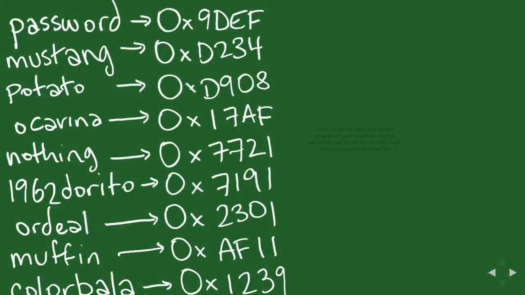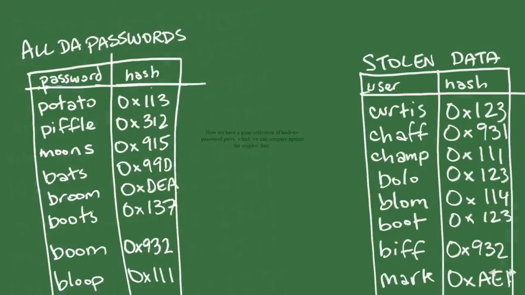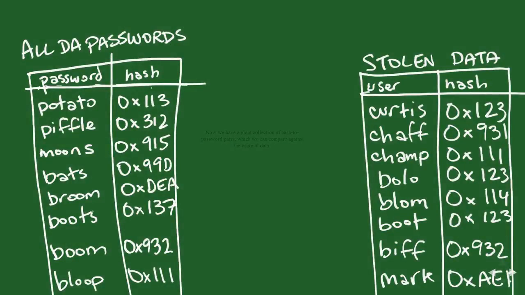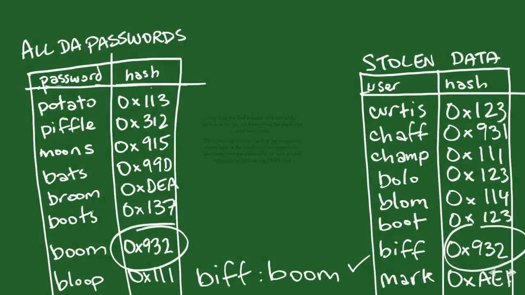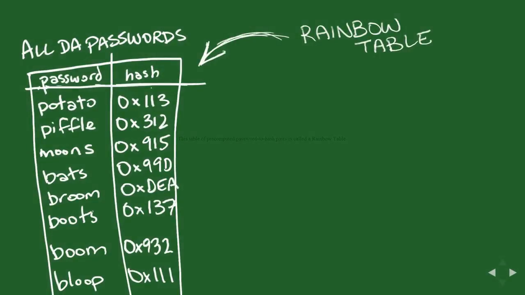Then, we use the same hash function that the programmer used to hash the original passwords, and we run that function on every single item in our gigantic password list. Now, we have a giant collection of hash-to-password pairs, which we can compare against the original data. Anytime we find a match with one of the hashes in our set, we know what the password must have been. This checking of every hash in the set against every hash in the database is n-squared, but it's inherently very parallelizable. So with a bit of optimization, this can run very fast. This table of pre-computed password-to-hash pairs is called a rainbow table.